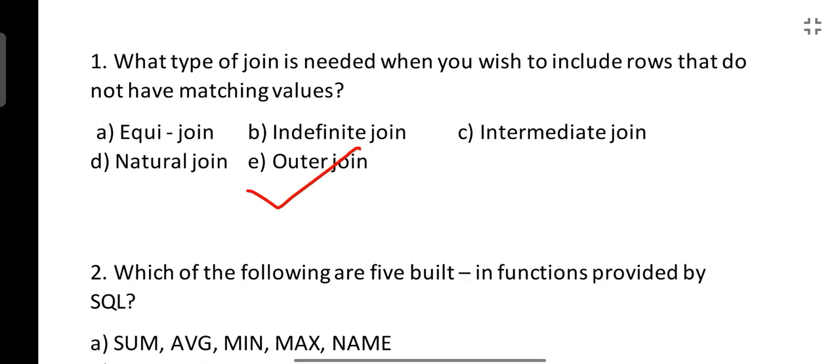I have already told you that we should focus on joins and other topics separately because questions come from these topics. Whenever we want to have all the columns, whether matching or not, from two tables, we will use outer join. There are two types of outer join: left outer join, right outer join, and one more which is full outer join. So we need to go and read about those topics.